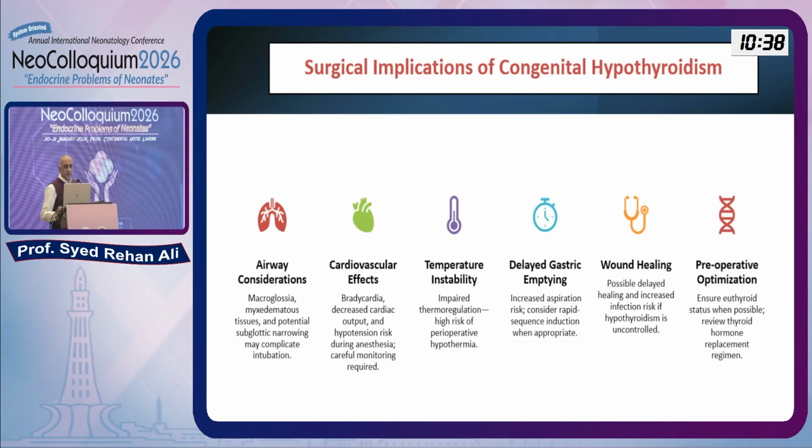There are some surgical implications of congenital hypothyroidism. We come across these children who could have macroglossia. There's a potential for subglottic narrowing. It is difficult to intubate these babies. Cardiovascular effects can happen, like bradycardia, decreased cardiac output, temperature instability. They can also have a delayed gastric emptying, delayed wound healing, and there's a recommendation that preoperative optimization is required whenever possible to review and do the hormone replacement.